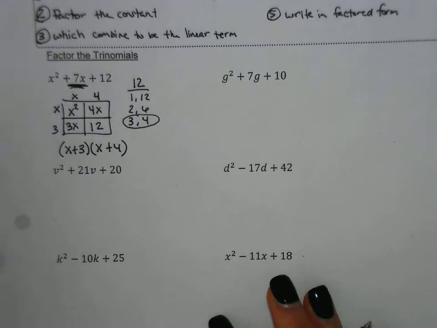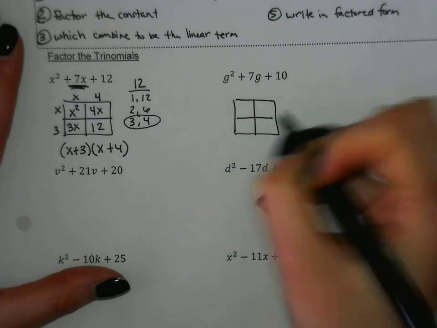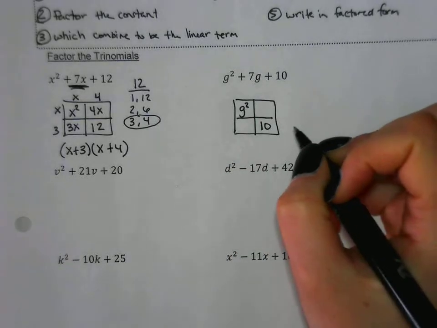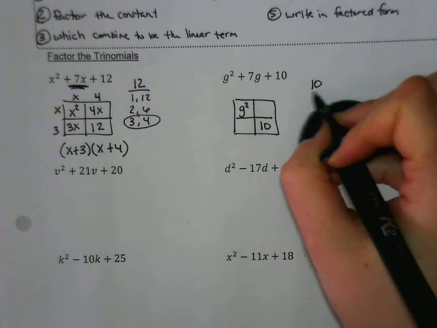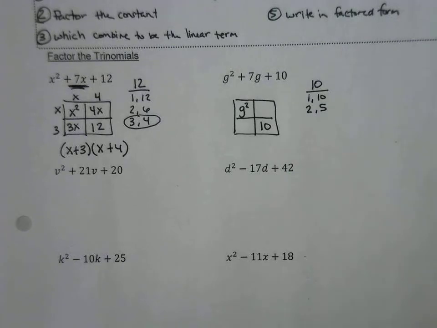Alright, so let's look at our next example. Step 1, we'll fill out our box. We have g squared in the top left, 10 in our bottom right. Step 2, we're going to factor our constant, which is 10. So 1 and 10, 2 and 5.